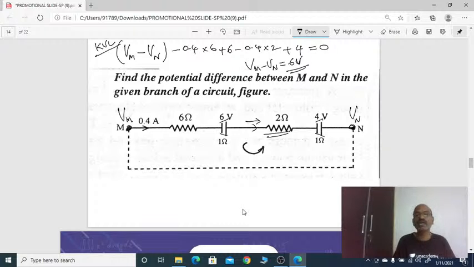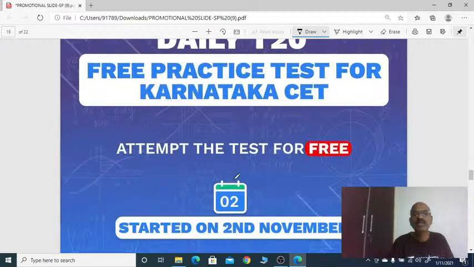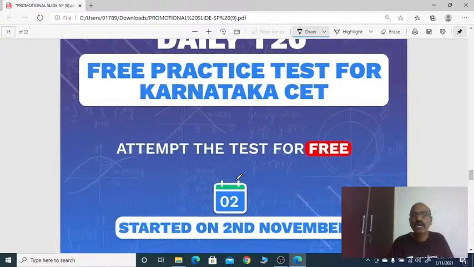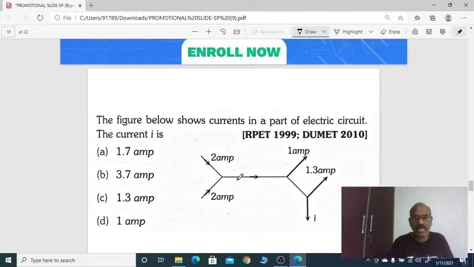Yes, Nilanshu, correct. I showed you, I took MN as a closed loop, applied Kirchhoff's second law and the sign convention, and made it equal to 0. Vm minus Vn is 6 volt, the correct answer. Daily practice test is going on in Unacademy, so you can attempt the test for free.